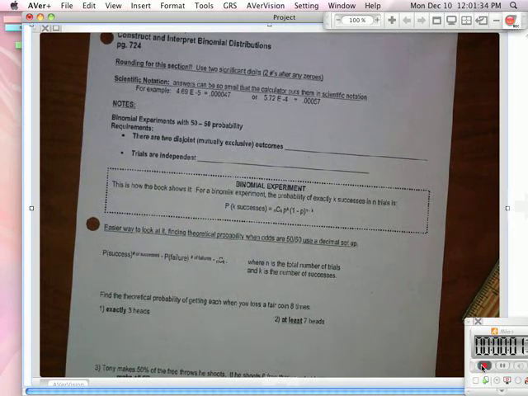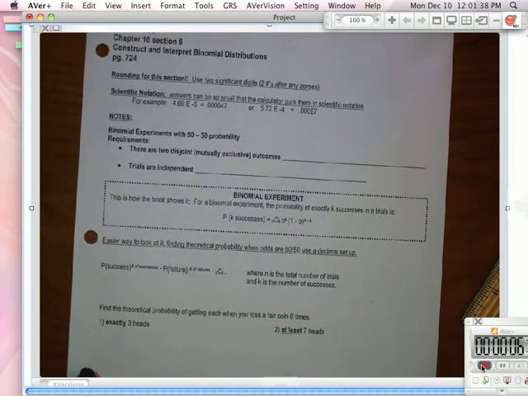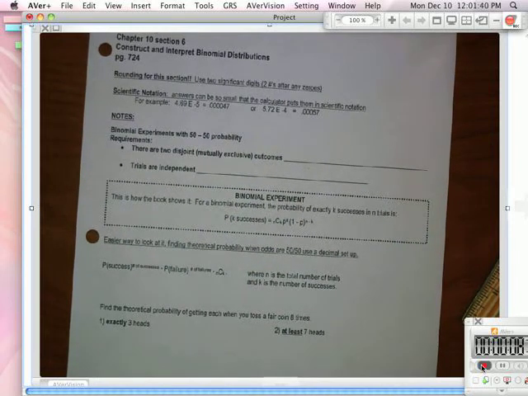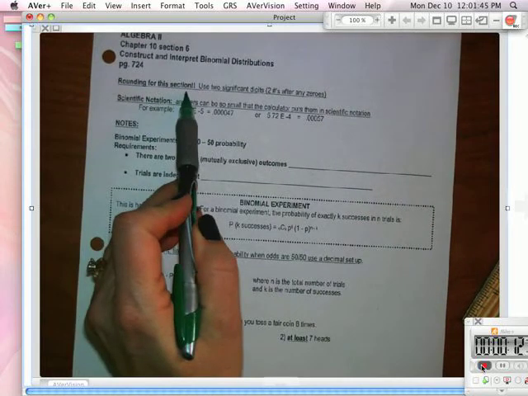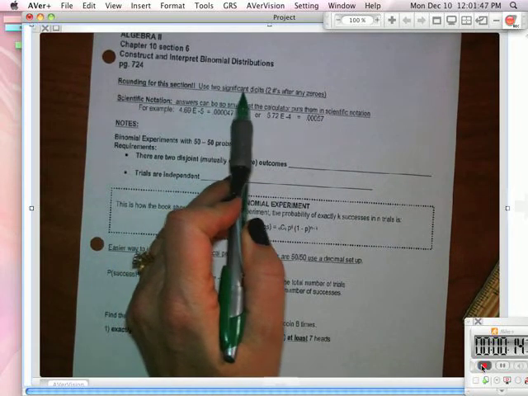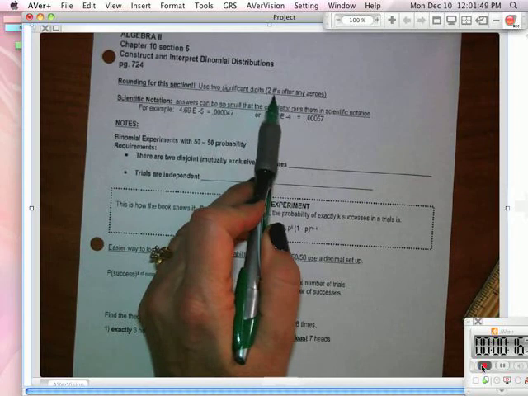Last section in Chapter 10, 10.6, construct and interpret binomial distributions. All right, so you're going to see some funny things. When you're rounding, you're going to get some really small numbers. Just use 2 significant digits. That means 2 numbers after any zeros.